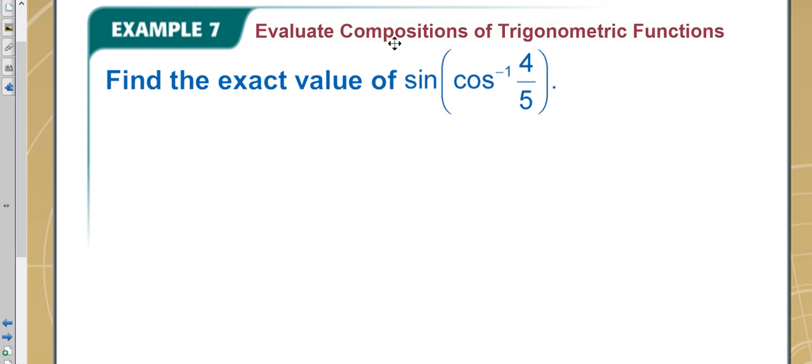Now let's look at some compositions when the trig functions are not identical. So what I cannot do is just cancel, cancel, answer 4/5, because now I have sine and cosine. Even if it was within my domain, which it is, it's less than 1, it would not work. So here's how we do this.